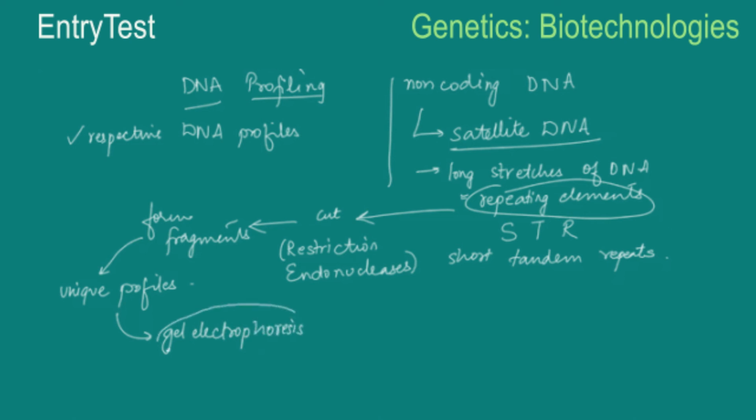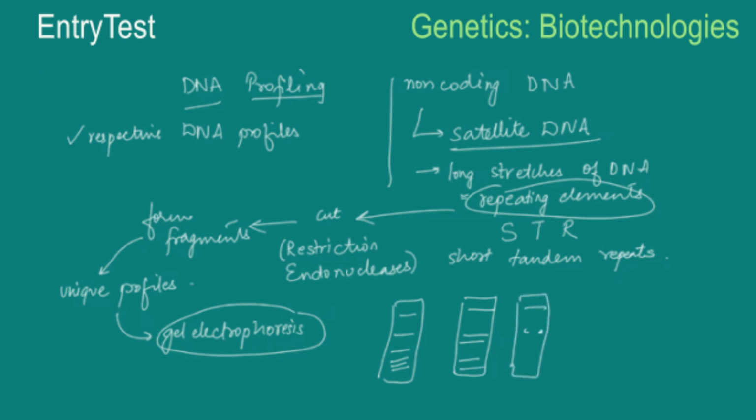And from gel electrophoresis, you can get these different kinds of plates. And from these plates or photographs, you can compare the person. For example, if you found this kind of a profile at a murder scene, and you have two suspects, one is this, and the other is this. So you can easily see the first one and the second one are a match and the middle one is not. So that is how the fragments can be compared.